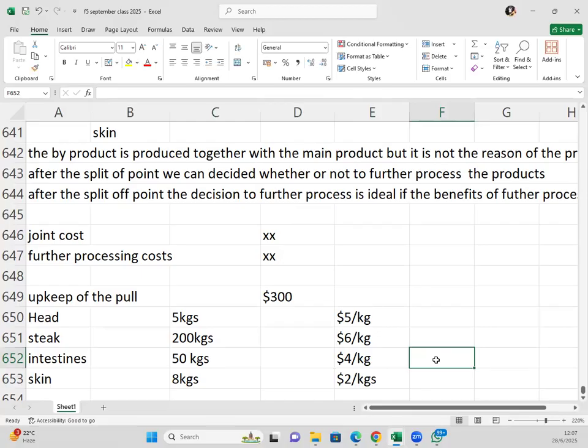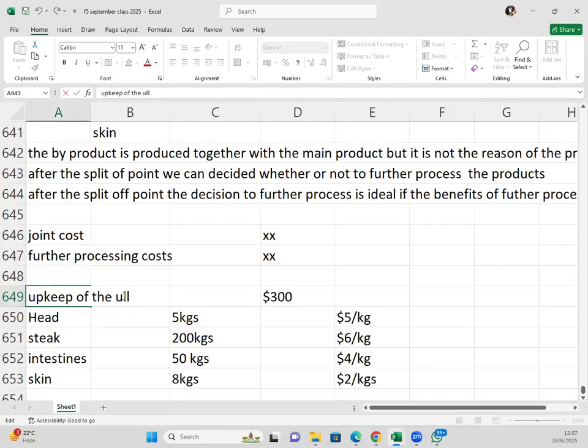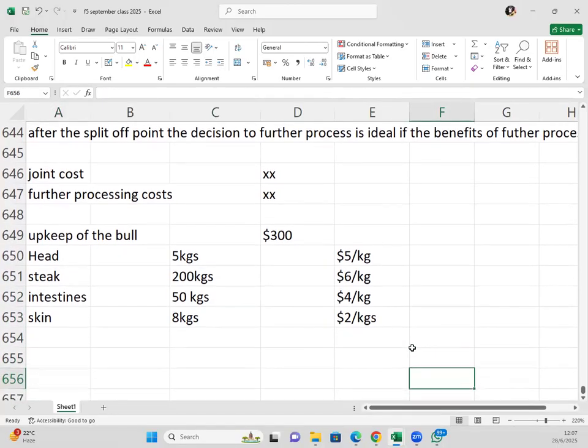So at split off point, we might want to share the cost, the 300 cost of upkeeping the bull. You might want to share it to say, okay, of the 300, how much should we allocate to the head, to the steak, to the intestines, or to the skin? So you can share the joint costs based on different methods.